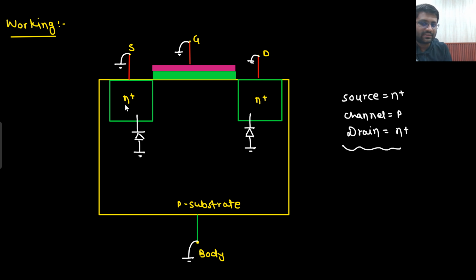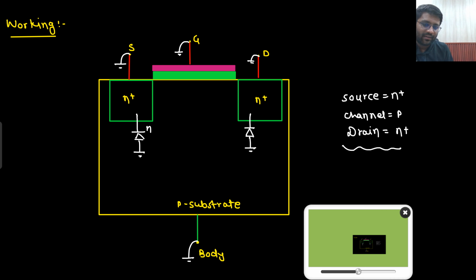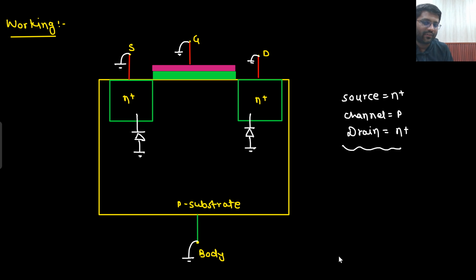Source to body: source is N plus, body is P substrate. N plus can be connected like this, and the body is your P type. So that's why this kind of diode would be there. I told you how your PN would look. This is how I will show it. N plus N P, this is how I can show it. Say yes or no. Body is at ground, so I can show it as ground.